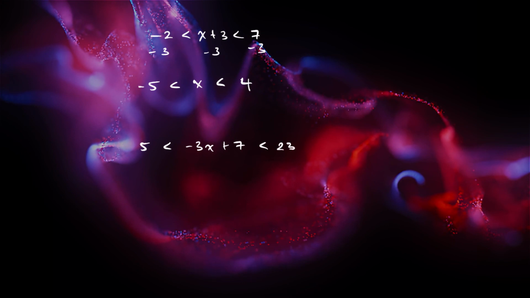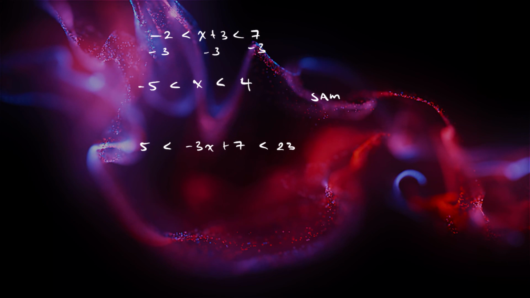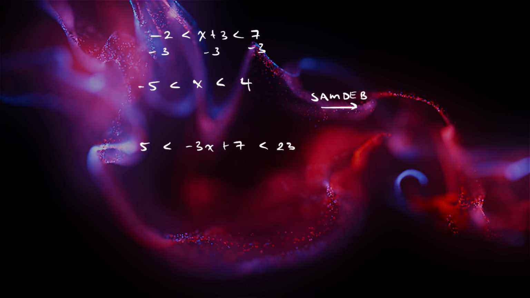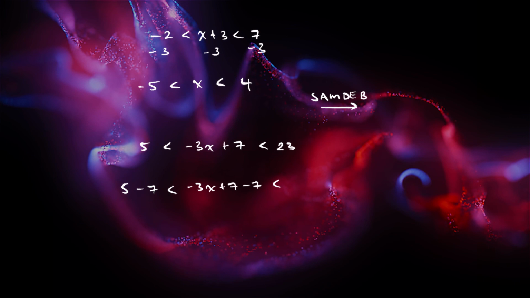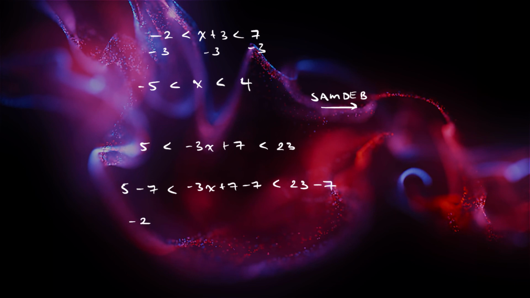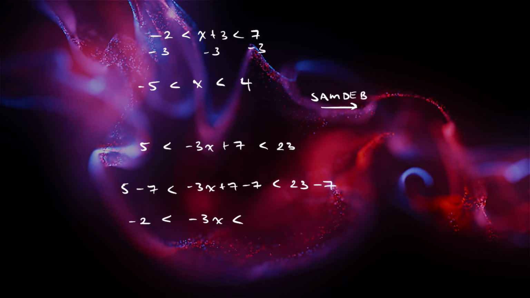So how do we go about solving this? Well, if you remember, our BEDMAS or SADMEB is our order of operations when rearranging. So we need to get rid of that plus 7. So we need to subtract 7, which is the opposite operation, on every side. So we get 5 minus 7 is less than -3x plus 7 minus 7, which is less than 23 minus 7. Now 5 minus 7 gives us -2. That's less than -3x, which is less than 23 minus 7, which is 16. So now we've got -2 is less than -3x, which is less than 16.